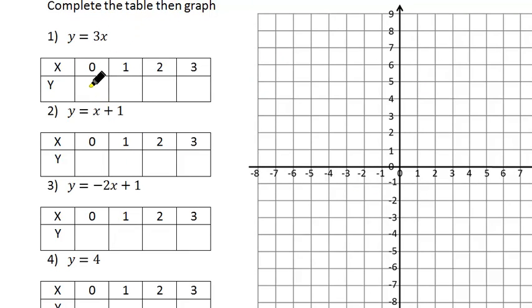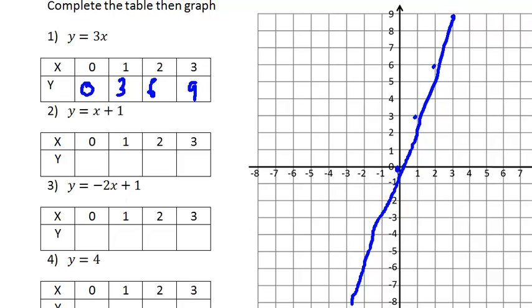Graph the following. 3 times 0 is 0, 3 times 1 is 3, 3 times 2 is 6, 3 times 3 is 9. If we plot those points, we've got 0, 0, you've got 1, 3, you've got 2, 6, and you've got 3, 9. We just draw a line sort of through those points, and there we go, that's the first one.